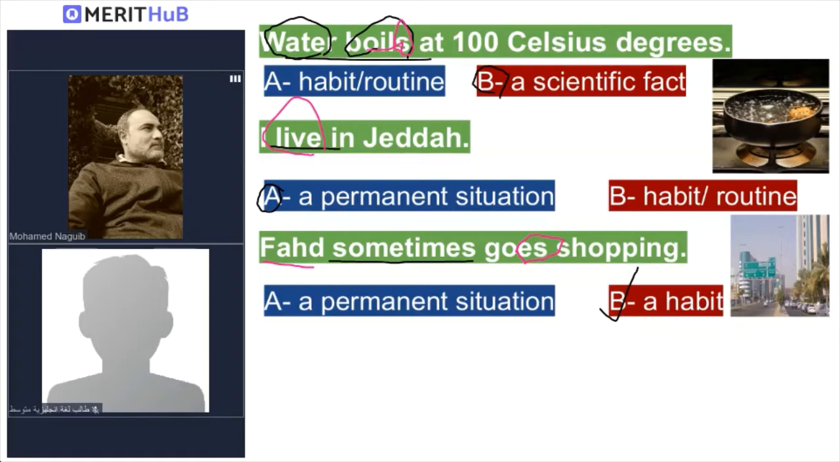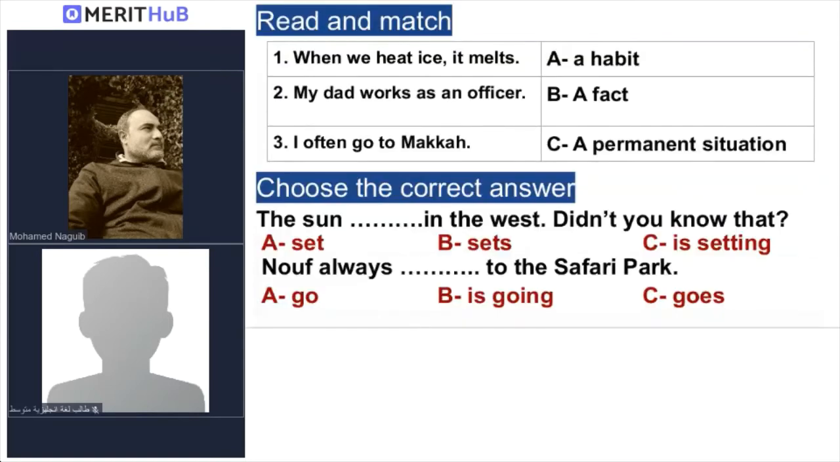So keep in your mind that I, we, you, they, or any plural noun doesn't take S. But if the subject or the pronoun is he, she, it, or a third person or singular noun, we are going to use the verb with S. Okay, now let's move to the next slide.